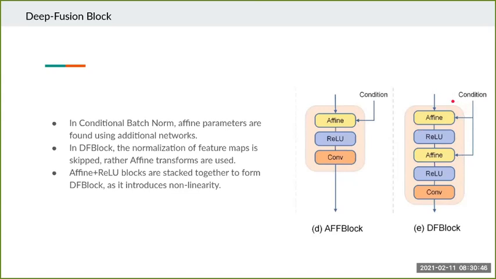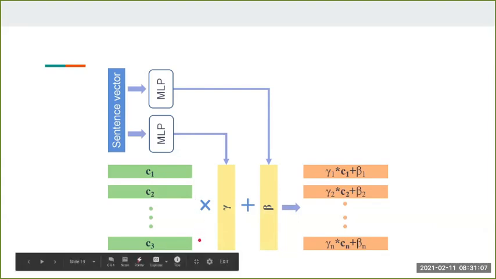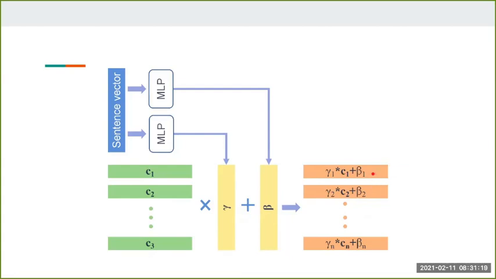So how is this condition obtained? The condition is obtained by using a multilayer perceptron model with a single hidden layer for each of the two parameters. These two parameters are multiplied and added with each channel, for all the feature maps. So at each level in the up block, you will see that there are multiple channels, and these channels are multiplied and added with these parameters. So these are the two multilayer perceptron models that are used to condition the channels based on the sentence vector.